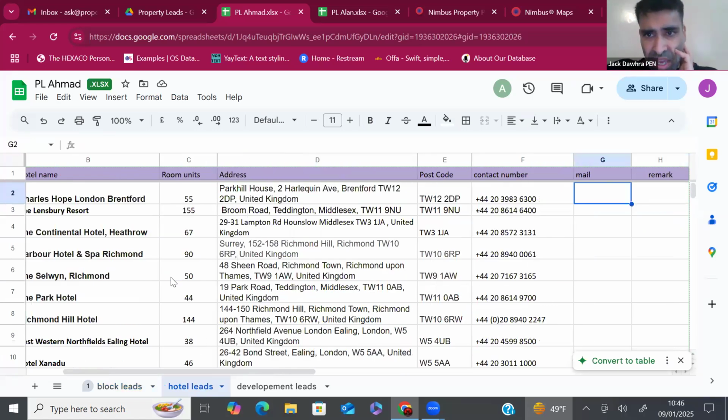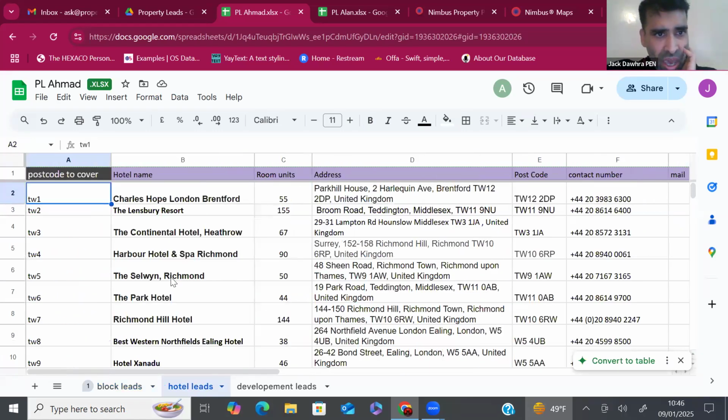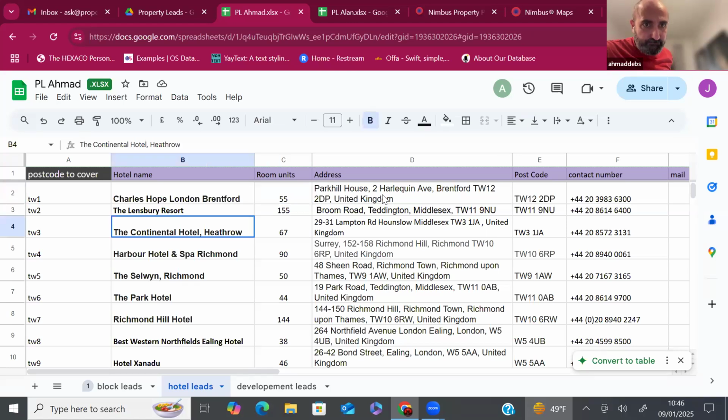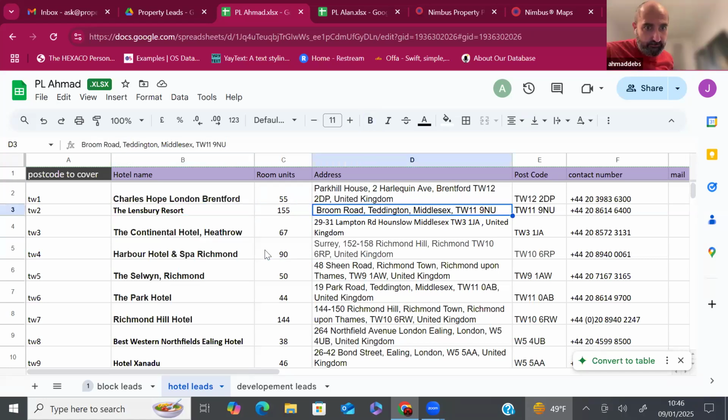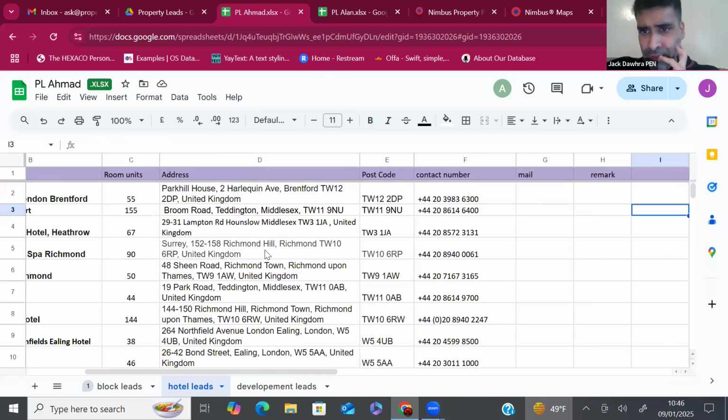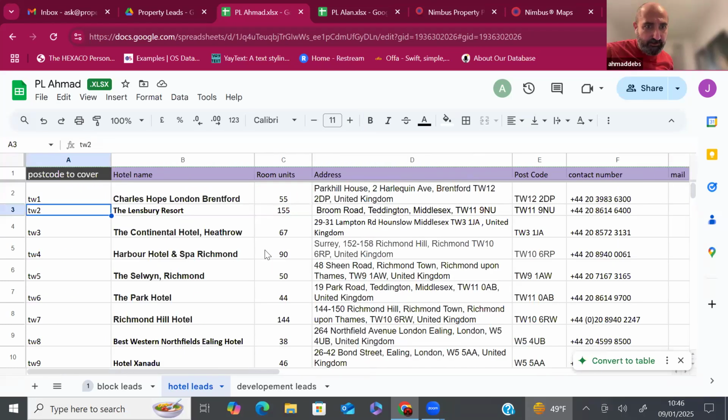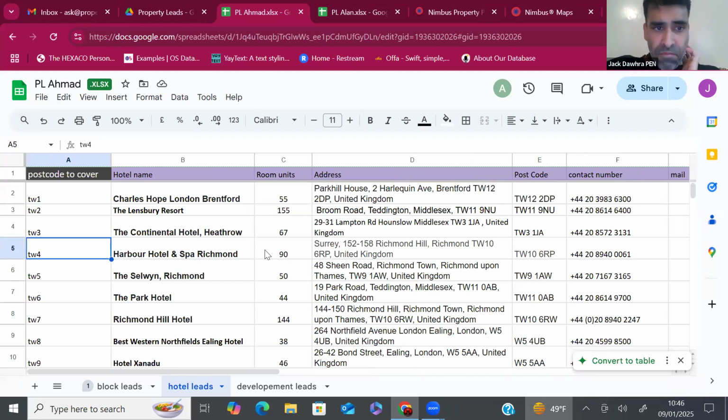It looks like probably an individually owned one, but you can dig deeper into this. Amasa, are you there? Yeah. This is Continental. This could be a franchise. You have to check that. The Lensbury Resort, 155 rooms. This is a good lead. Yeah, I know the Lensbury. It's like a country club and hotel. Don't hesitate to approach. If it's individually owned, they can very easily get tired and eventually get to a point.